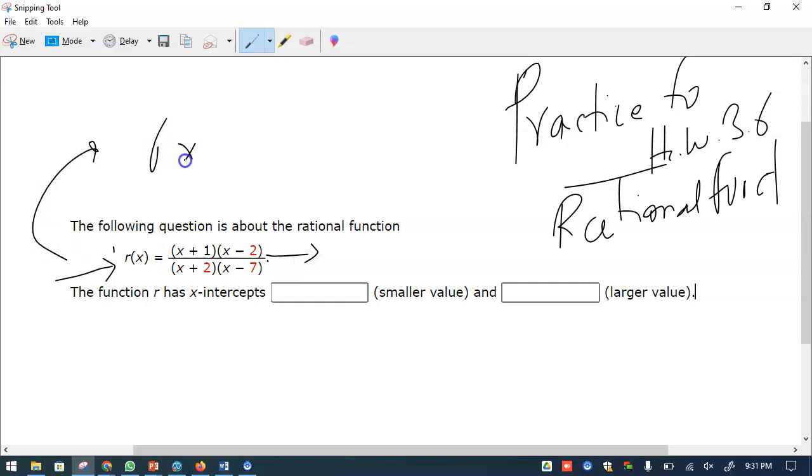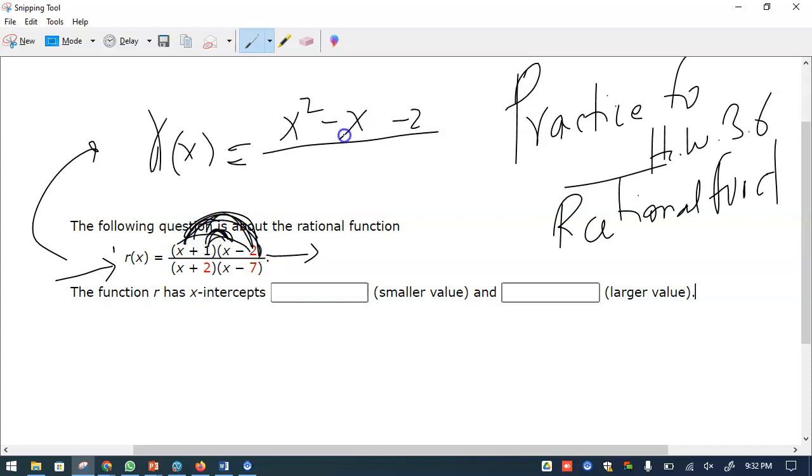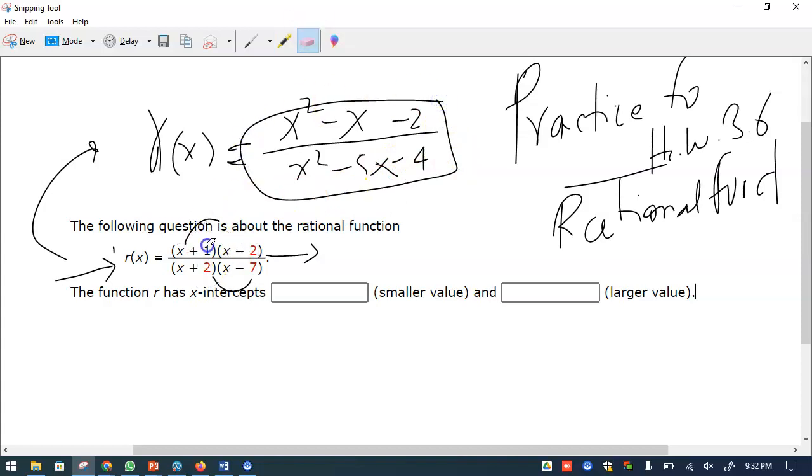They could have given you this also in the standard form, where both the numerator and the denominator are expanded. If you use the FOIL method, x squared, and the last two, if you multiply, become minus 2, and then if you multiply this and this it becomes minus 2x, and this is plus 2x, so this becomes minus x. Likewise, we can do x squared, and the last two will be minus 14, but x times minus 7 will be minus 7x plus 2x will be minus 5x. So they could give you also this way, and then the first step is always to factorize. The good thing is they already give us the factors.